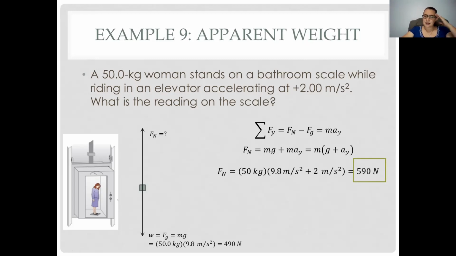Now, again, does this answer make sense? Well, think about your own experience riding in an elevator. Since this elevator is accelerating in a positive direction, that would mean the floor is pushing up on her harder to make her move upward. And so we get a bigger normal force than we would normally.